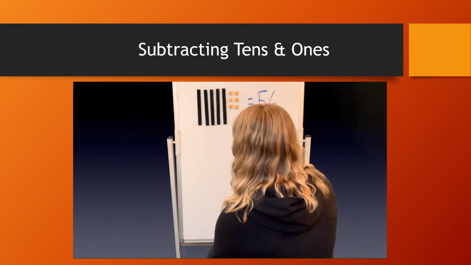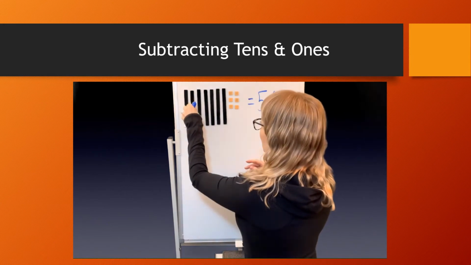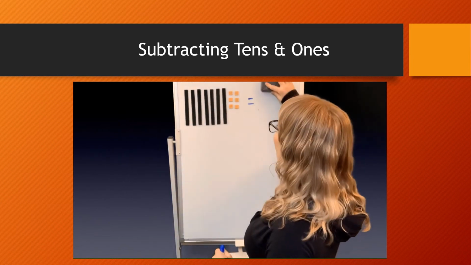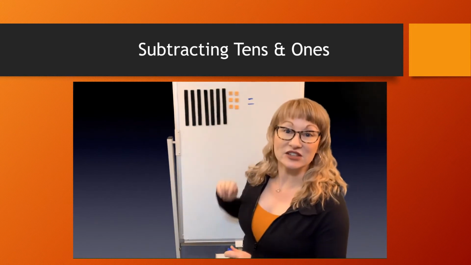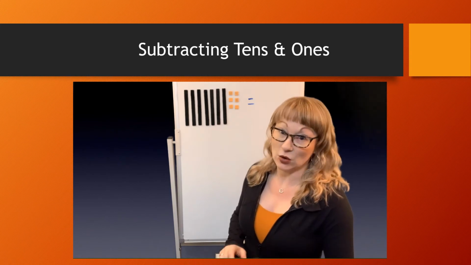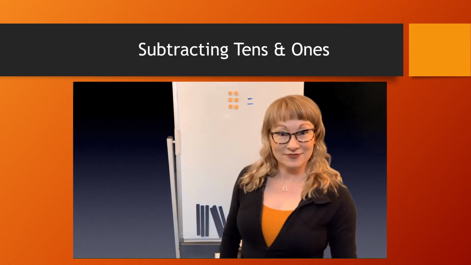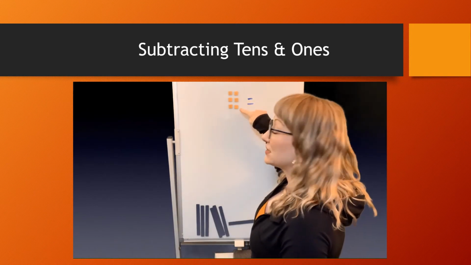I'm going to build my original number of 76 again. This time we're going to take away quite a few more tens. So if I take away 7 tens from 76, let's go ahead and take them away. I'm only left with 6. 2, 4, 6.